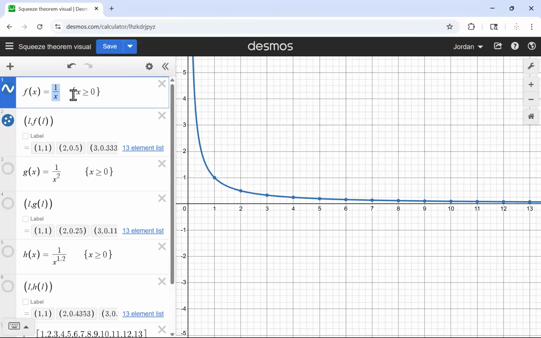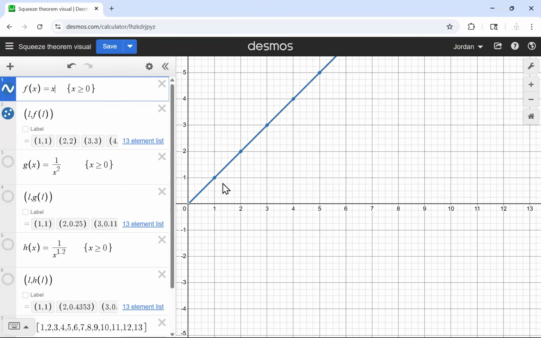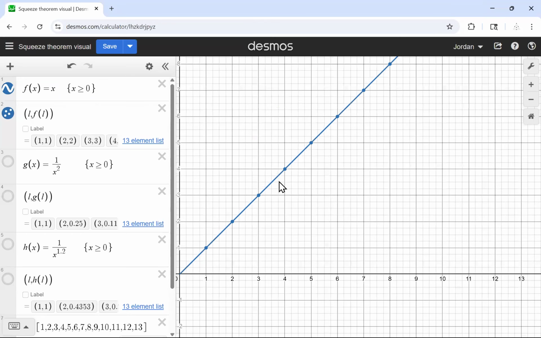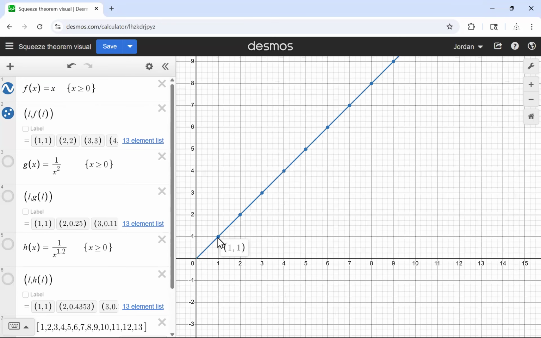Now, obviously, if it's a different function, if f of x is equal to x, then it's going to not, maybe not have a limit, but you can see what's happening. It's going in the same direction. That's the point.